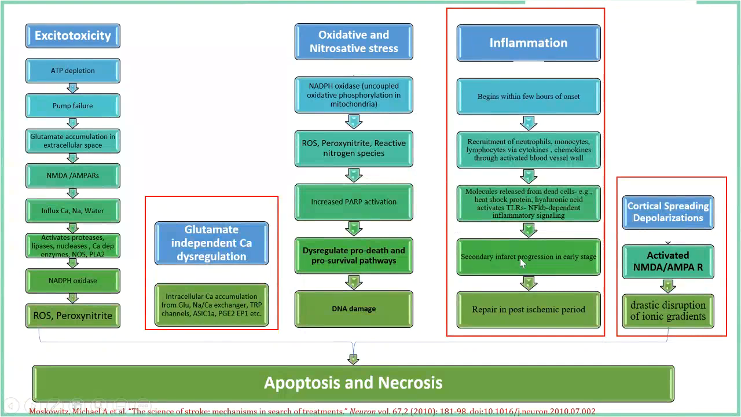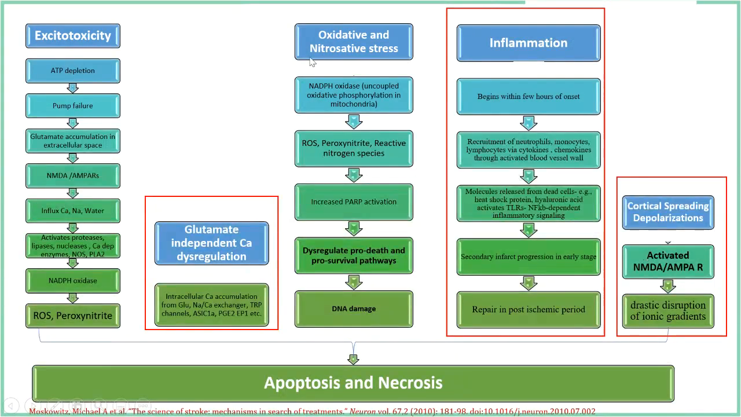Recent studies have also talked about the cortical spreading depolarization that happens after the activation of the NMDA and the AMPA receptors. Cortical spreading depolarization is a highly energy-consuming process, leading towards high ATP consumption, leading towards further ATP depletion and the death of the neurons.